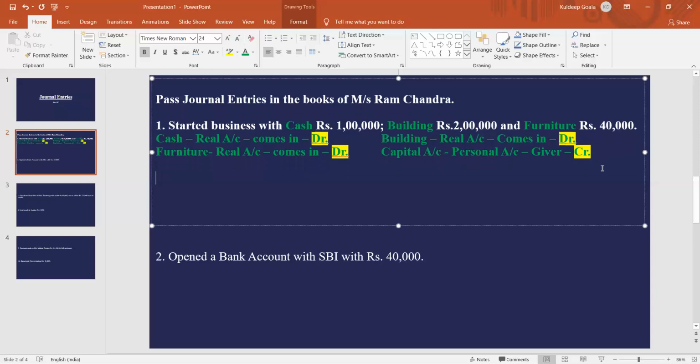Now we can go with the fifth step. What is our fifth step? The fifth step is journal entry. So what will be the journal entry? Very simple. All the debit items we are going to write first, and then we are going to write the credit item. So what are the debit items one by one? Cash account debit, right? Cash account debit, how much? 1 lakh.